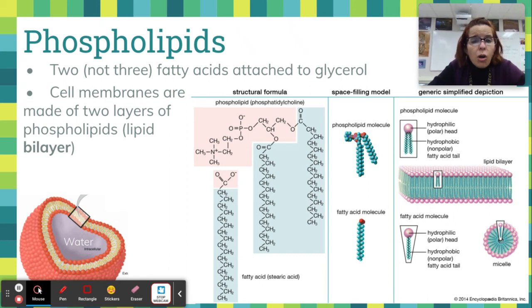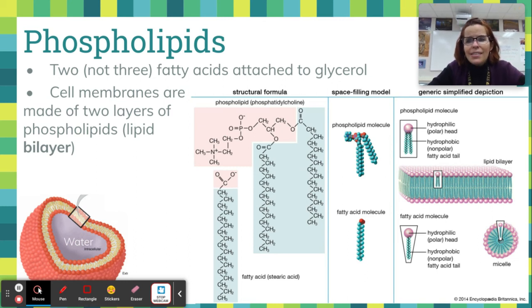They're often drawn, phospholipids, like this is a really complicated molecule. They're often drawn with a circle, and that's the hydrophilic head. It's hydrophilic primarily because of that phosphate group, but also because of the glycerol molecule. That's hydrophilic. And then the tails are hydrophobic. That means they don't like to be near water.